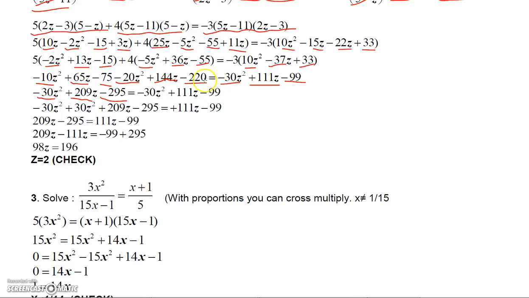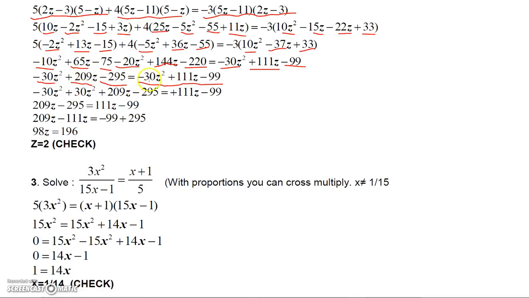So it's getting to look a little more compact. I just brought down the right-hand side here, the minus 30z squared plus 111z minus 99. Now, let's transpose the minus 30z squared. That's all I'm going to do in this step. So transpose it. Move it to the other side.